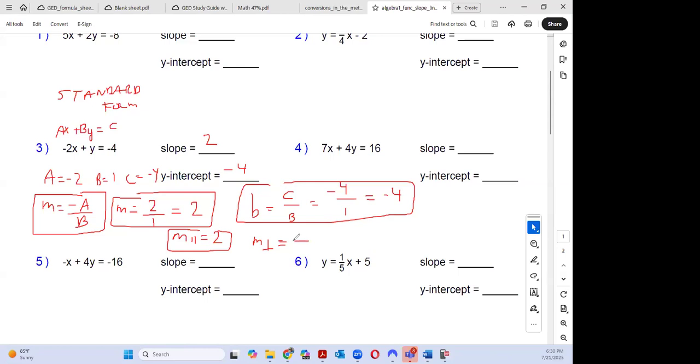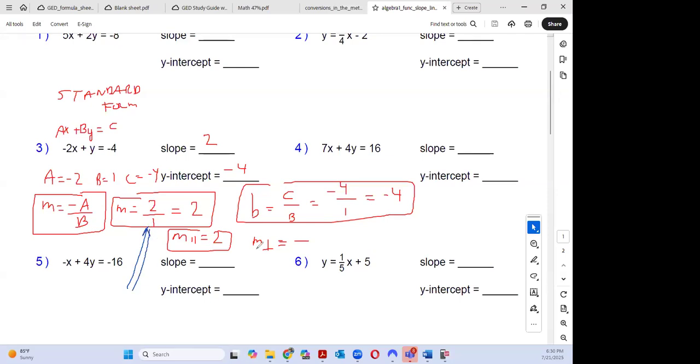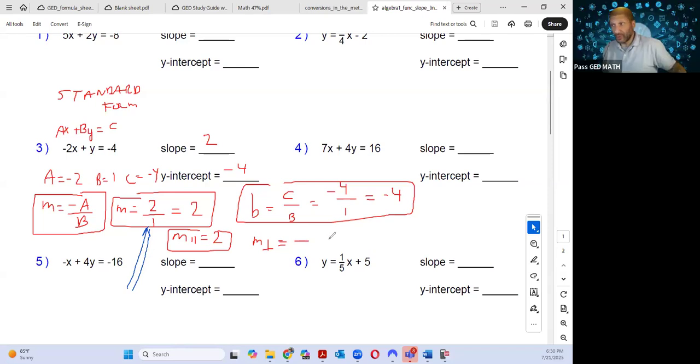Look at 2. If you flip 2, you're going to get 2? Hold up. If I flip 2, what am I going to get? 1 over 2. 1 over 2.